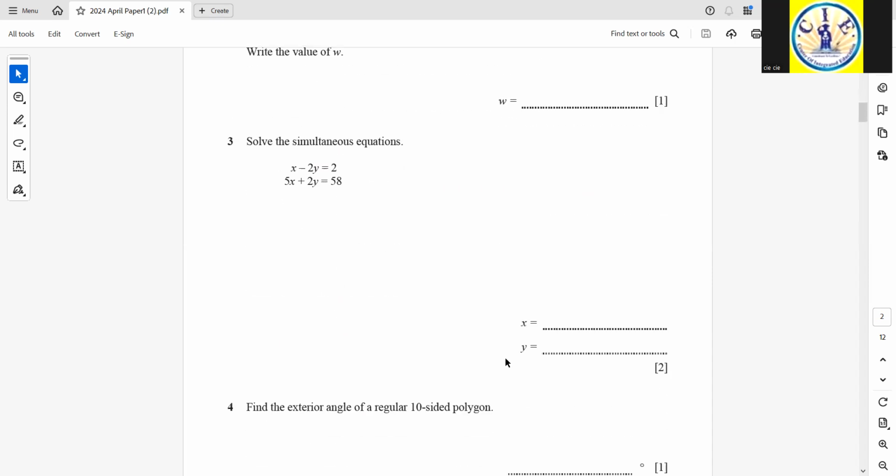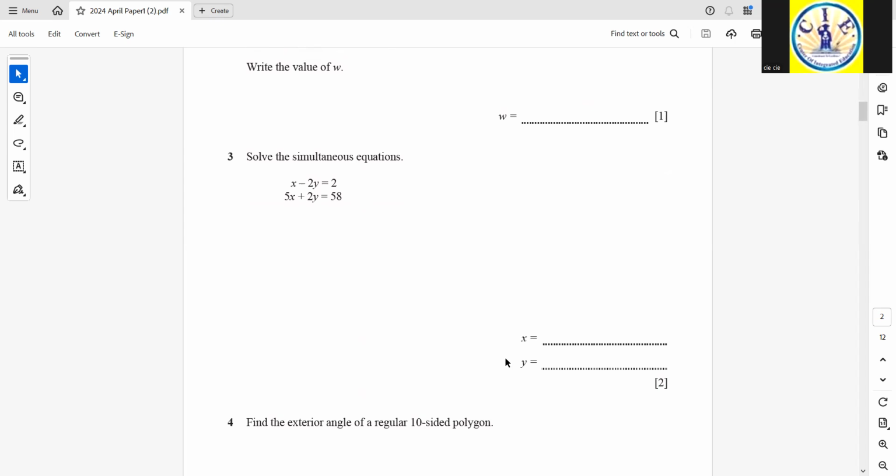Okay, now it's question number 3. Solve the simultaneous equations. Simultaneous equations are the equations given in a single question. When in a question we are given two or more equations, those equations are called simultaneous equations. Okay, now this question can be solved in two ways as well. One of the methods is this elimination method.